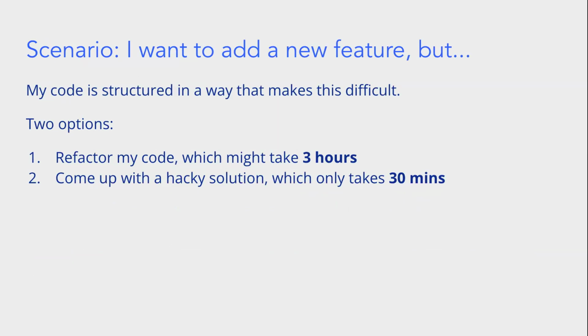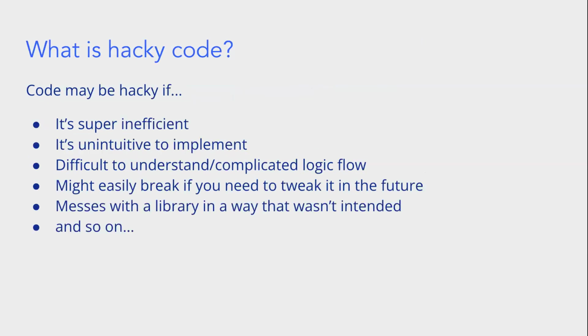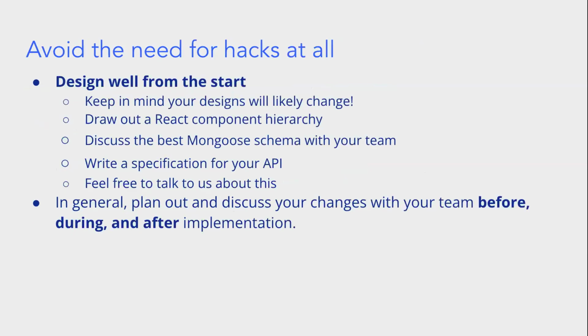Okay, I see a lot of 2s, and I completely understand. But there's one thing to keep in mind, and you need to be wary of hacky code. What is hacky code? Well, one, it's super inefficient, it's unintuitive to implement, so it might be difficult to go back and revise, and it might easily break if you tweak it in the future, or it messes with the library in a way that wasn't intended. So basically all bad things.